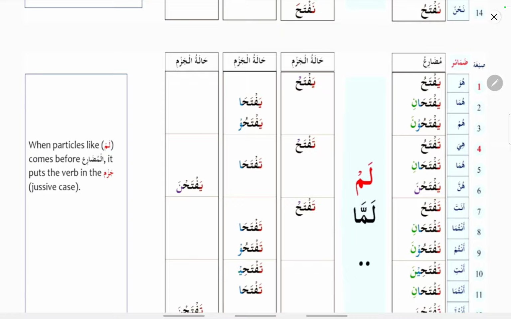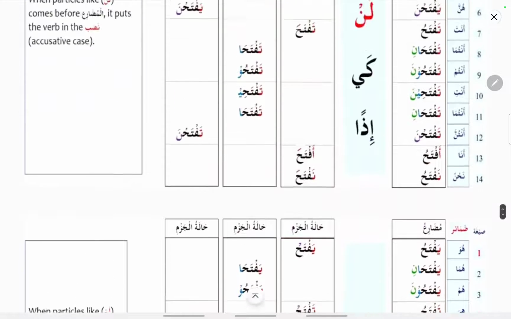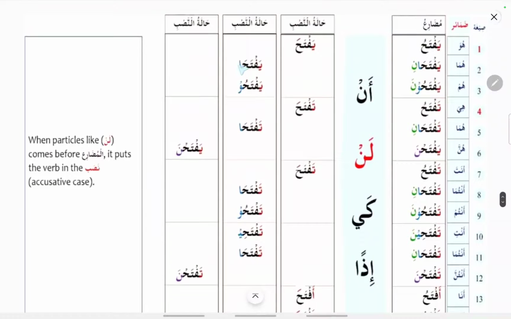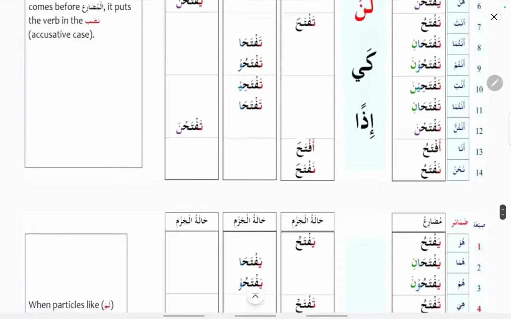Because in the mansoob state as well as in the majzoom state, you can see the noons are dropped. So whether this noon is dropped and whether this verb form is in the majzoom state or in the mansoob state depends on the particles which come before them. By seeing these particles, we can say that the given verb form is in the majzoom state, and by seeing these above particles, we can say that the noon is being dropped. But by seeing these particles, we can say that the given verb form is in the mansoob state.